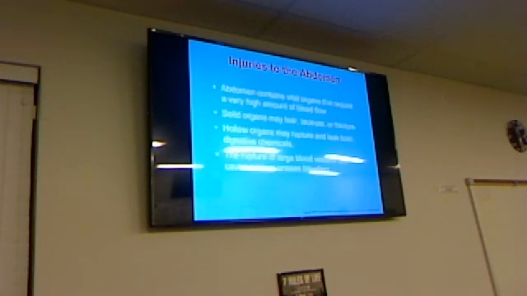Injuries to the abdomen. The abdomen contains vital organs that require a very high amount of blood flow. You also have your aorta, which comes up out of the top of the heart.